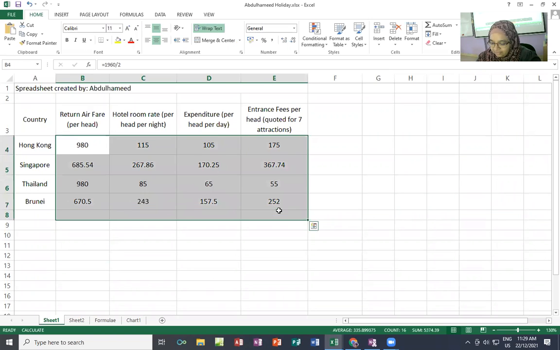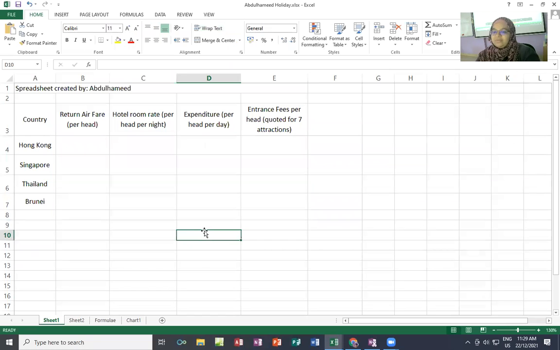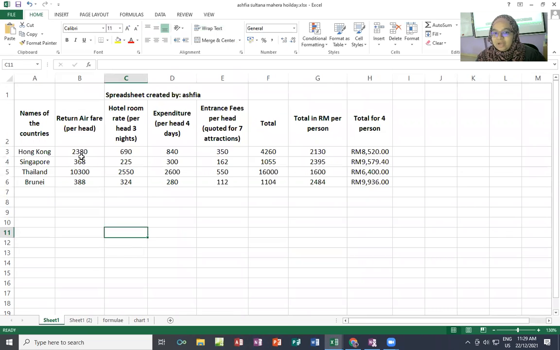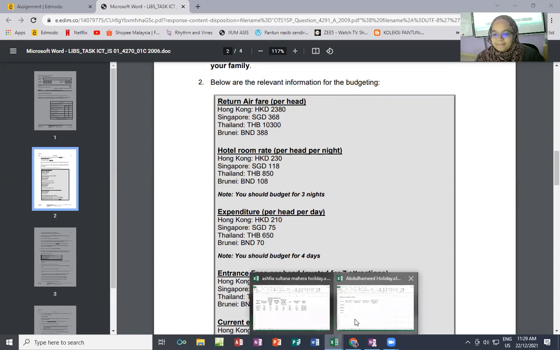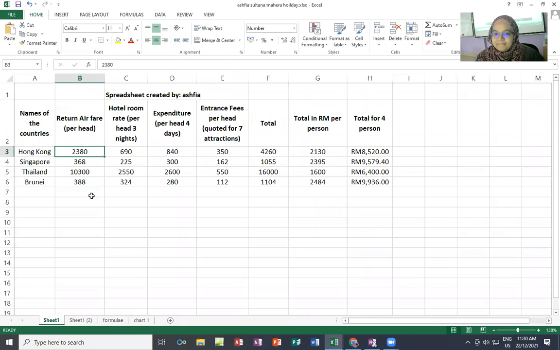So let's not do this yet. What you have to do is type everything all in its own currency. RM will come at last. Like this, Ashwa wrote return fare per head 2,380. So she just transfer all these. Like this. Hotel room per rate.